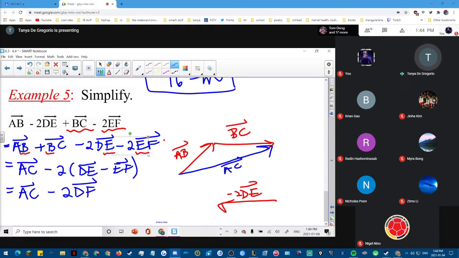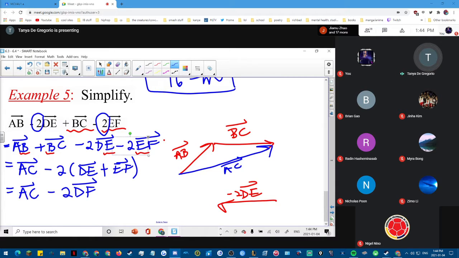Now, let's say that the DE and the EF didn't have the same scalar multiple in front of them. Could I do this? The answer is no, you cannot. They must have the same scalar multiple. You must be able to factor out that scalar multiple in order to do this. Okay, so if these were not both 2, I would not be able to do this. Miss, I think there should be a plus in the brackets. Yes, thank you. I factored out my negative. Thank you.